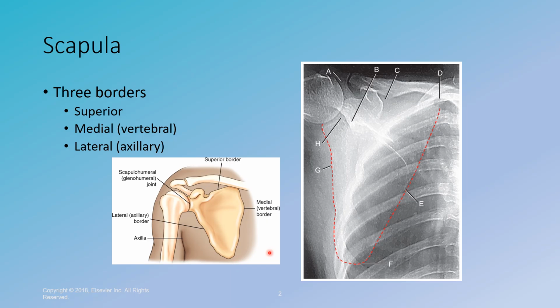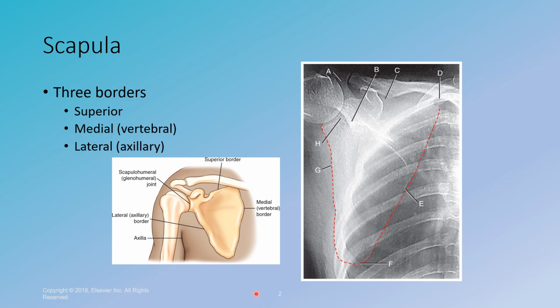The scapula actually has three borders to it. It has a superior border, it has a medial or vertebral border, meaning it sits close to the spine or to the vertebrae. It sits more midline. And then it has a lateral or axillary border. If you look on this radiograph, G references the lateral or axillary border. E represents the medial or vertebral border, and then it's not outlined on here, but actually the superior border might be what C is trying to reference right here, the superior border of the scapula.